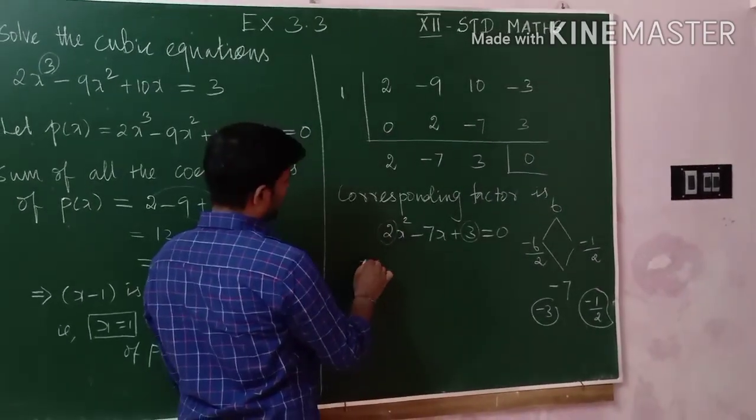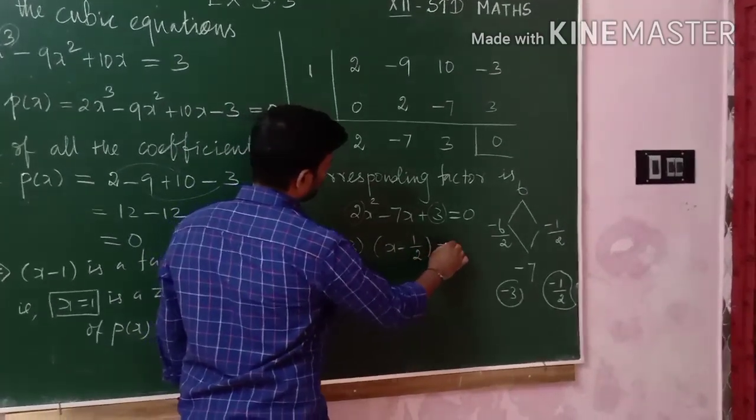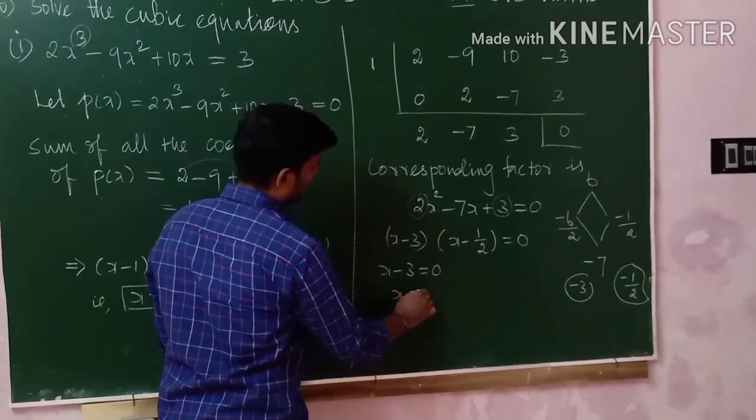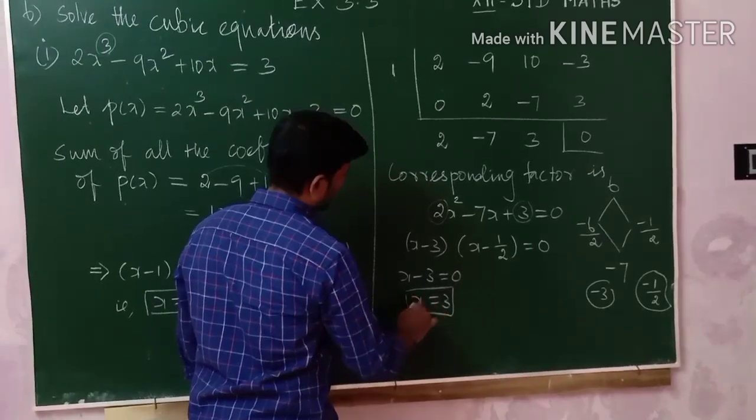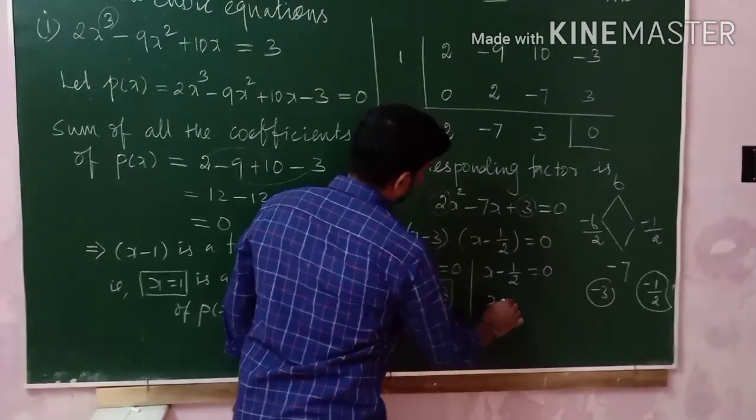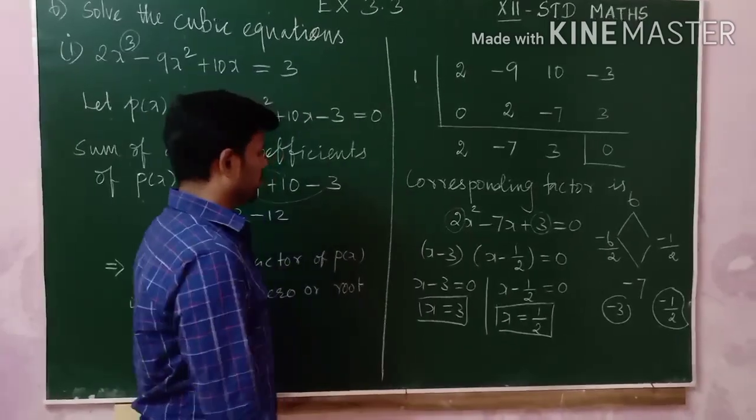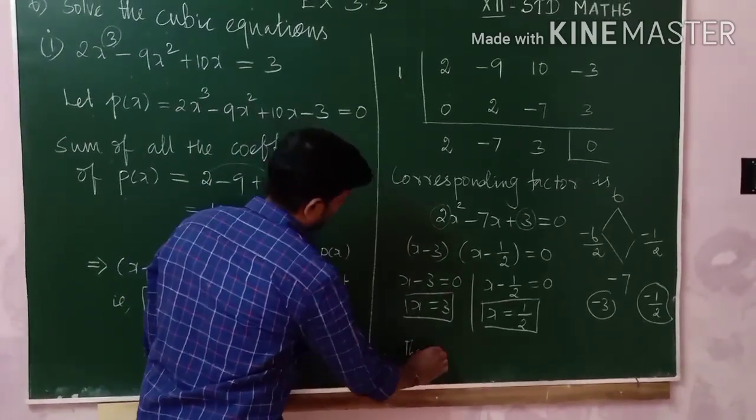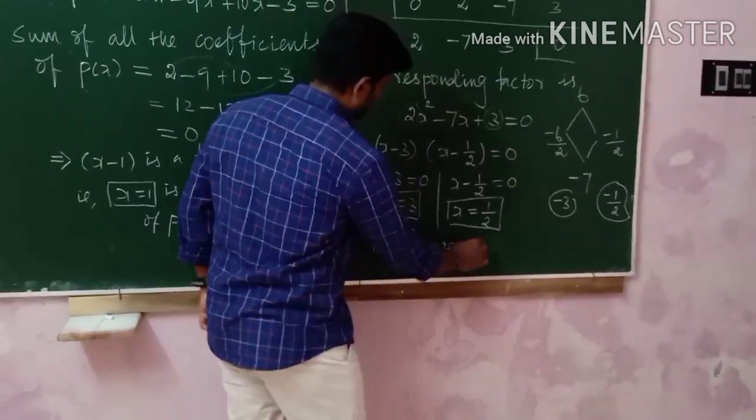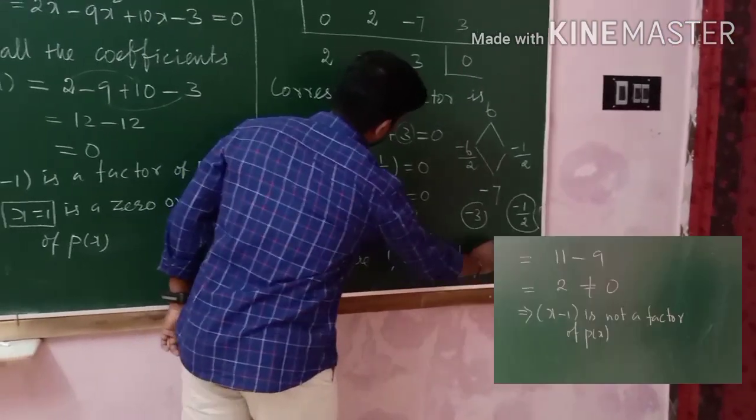So the factors are x minus 3 into x minus 1 by 2 equal to 0. X minus 3 equal to 0, x is equal to 3. And x minus 1 by 2 equal to 0, x is equal to 1 by 2. So we found other two roots. So therefore, the roots are, what is our first root? 1, 3 and 1 by 2.